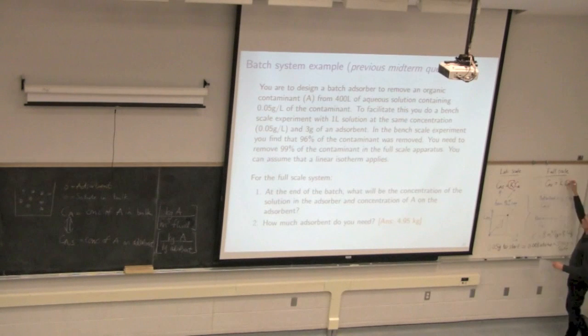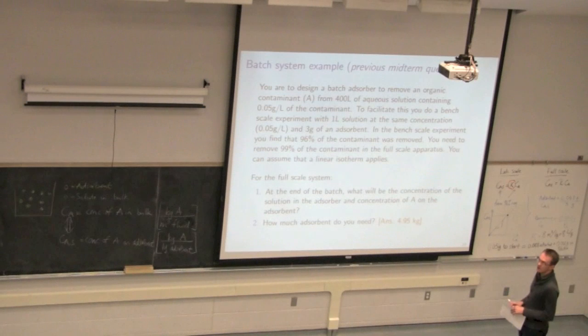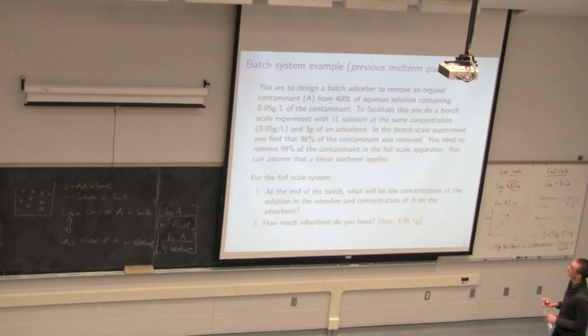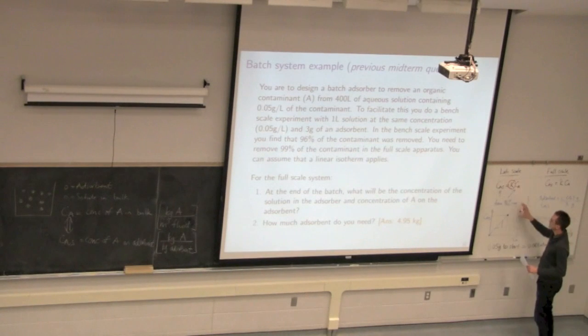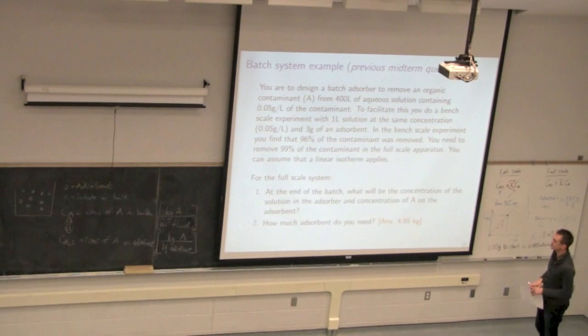Then we're going to take that over and do the full scale experiment. And the full scale experiment says, if we look at the rest of the information given to us, now we're using that same adsorbent to treat a stream of 400 liters. So 400 liters this time, still 0.05 grams per liter. And we're asking how much adsorbent we need to get that contaminant down to 99%. So in the lab scale, I got it down to 96%. In the full scale, I'd like to get it to 99%.